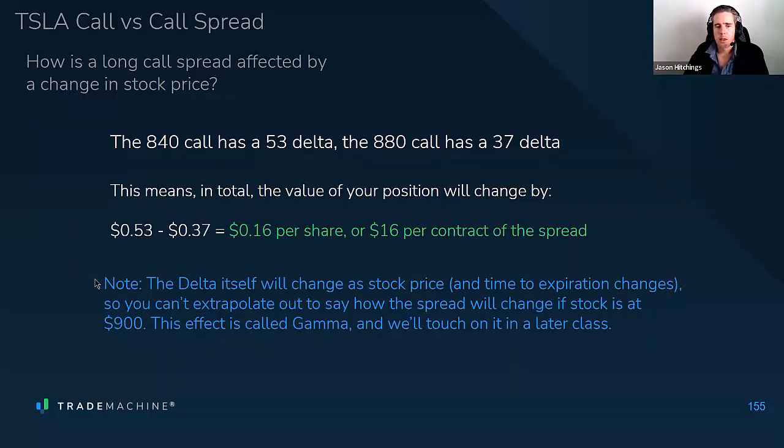So that's true right now for the first dollar of change, but as the stock changes a lot, your delta will also change. So you need to keep looking back at the delta. You can't say how much it's going to move between $900 and $901. What the delta tells you is the movement right now between 840 and 841. There's another mathematical measurement called gamma that will tell you how the delta itself changes, but that's a subject for a later class.